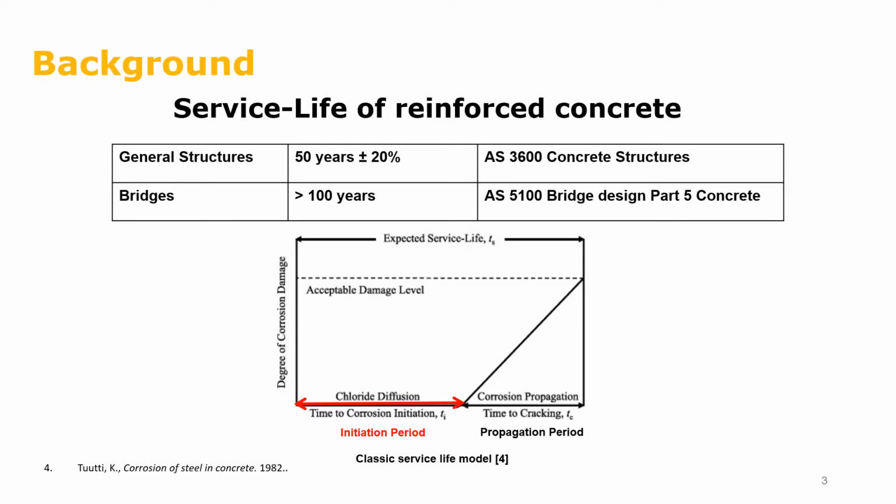Let's see the process of chloride-induced corrosion of reinforced concrete structures. In the Australian standard, the total service life of general structures should be around 50 years. For bridges, it should be more than 100 years. The total service life includes the initiation period and the propagation period. In this research, we focus on the first period. It means we need to find a new material instead of ordinary Portland cement to prevent chloride diffusion.